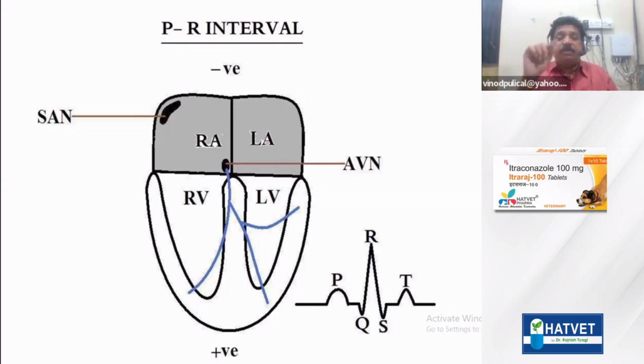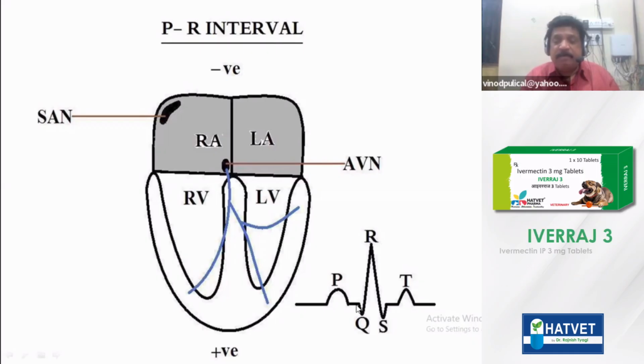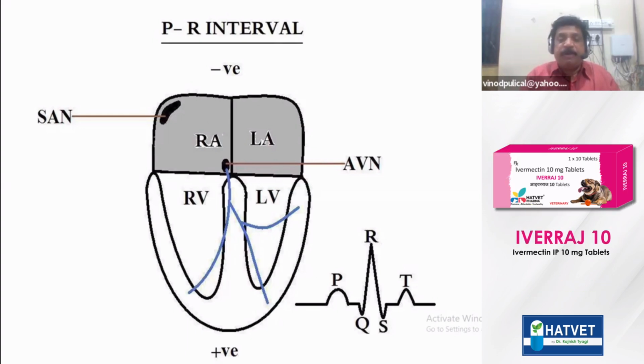During this delay, there are no deflections, nothing at all, and then we have a flat wave. This flat wave is the PR interval. You can see it. It's a PR interval, a flat wave. And after that, it suddenly reaches the bundle of His.